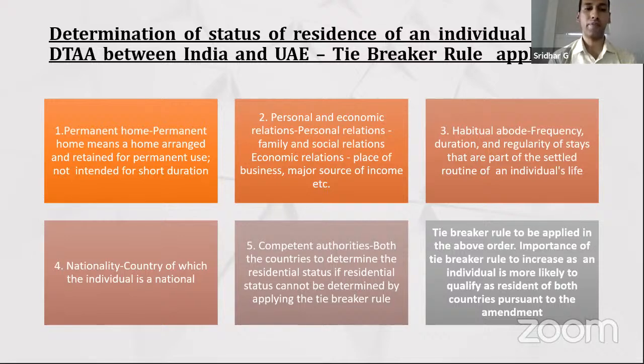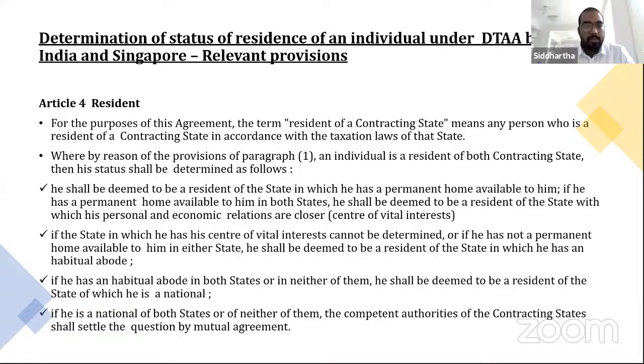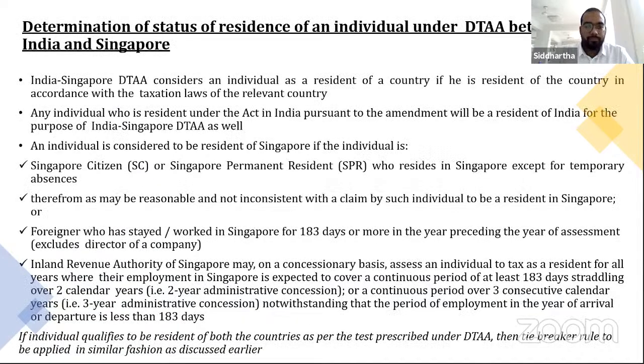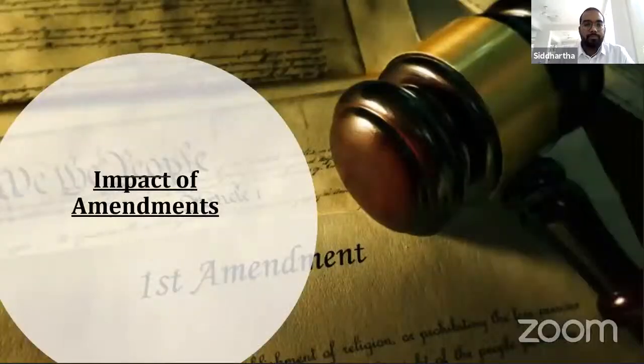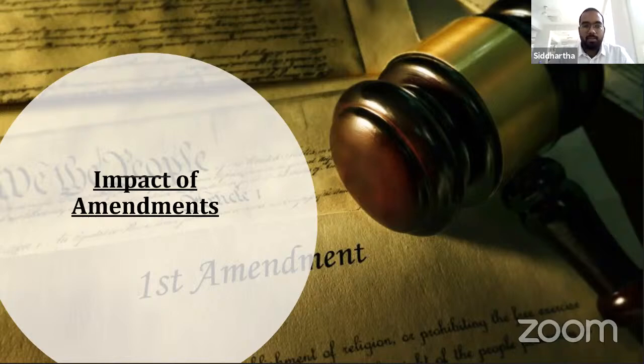Yeah. So we have looked into the tiebreaker rule. We'll go to the subsequent slide now. This is the India-Singapore DTAA, where there are similar provisions to determine the residential status if you become resident of both the countries. We can go to the next slide. So let us look into the impact of the amendment that has been made in section 6. What would it impact? Next slide.